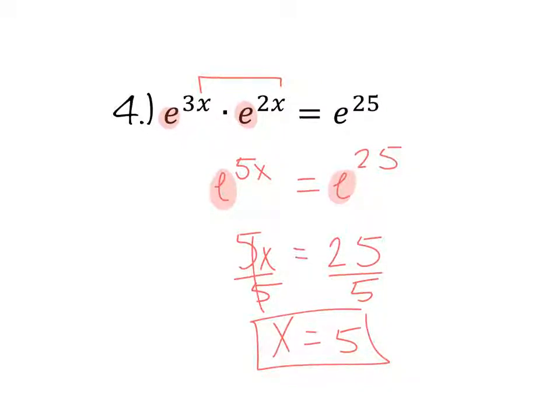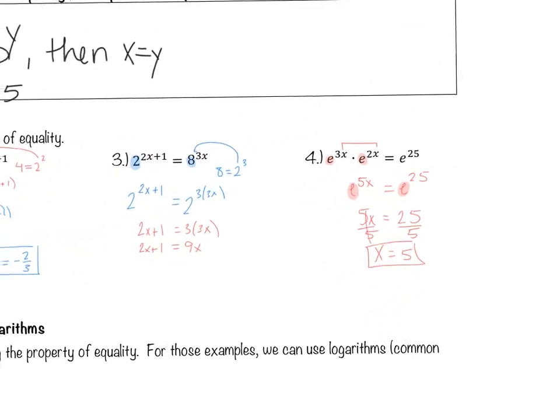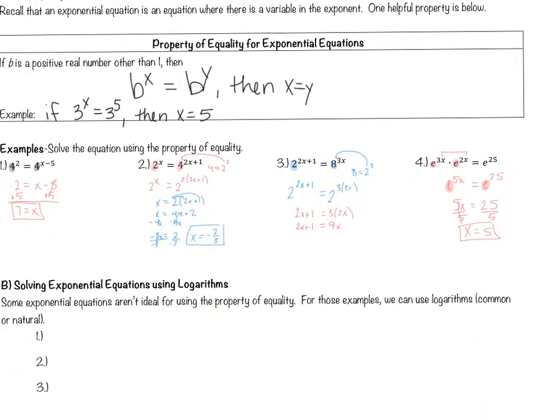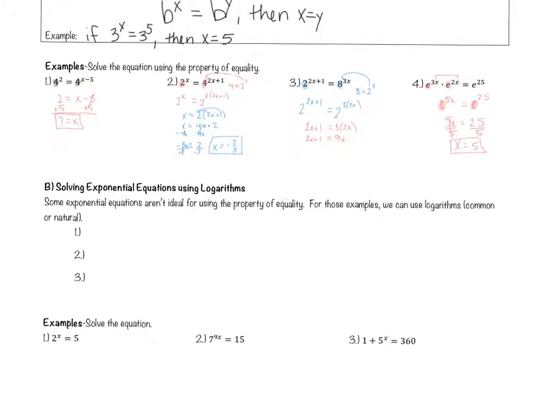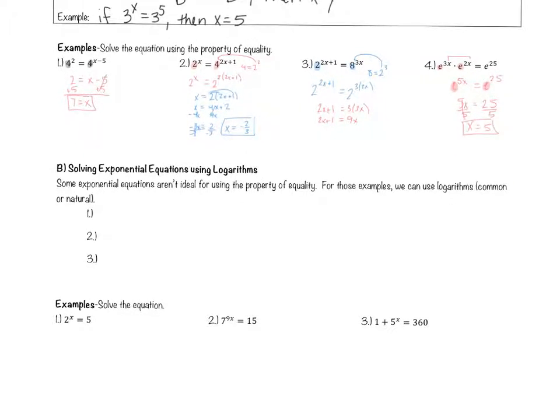Let's zoom out here so we can see this. When you have equations where they have the same base, you can set the exponents equal to each other. Now, what happens if you can't do that? Like if it were a base of 4 and a base of 7, you can't really do that. When that doesn't work out, you have to use logarithms, and that's what we've been leading up to this entire time.